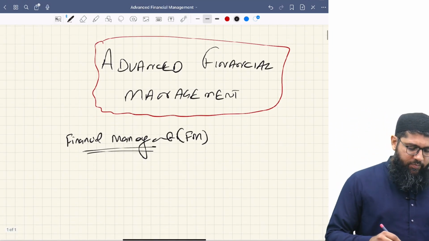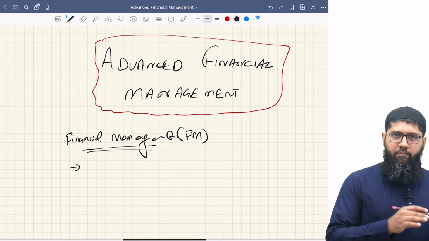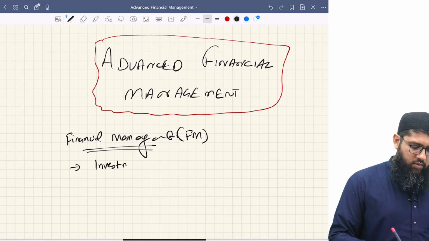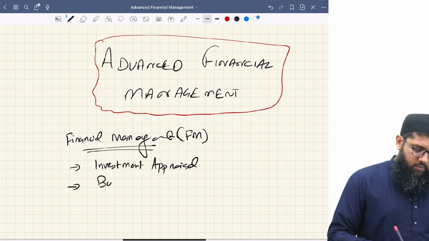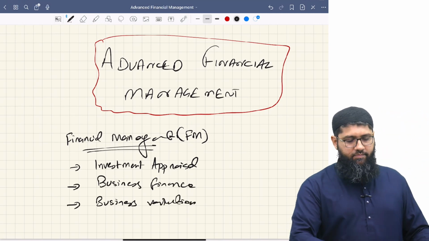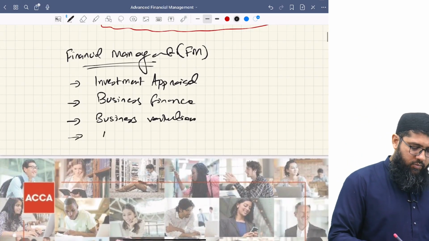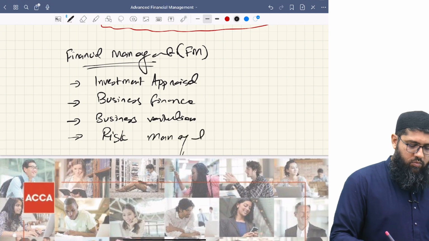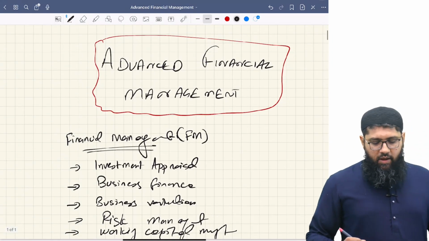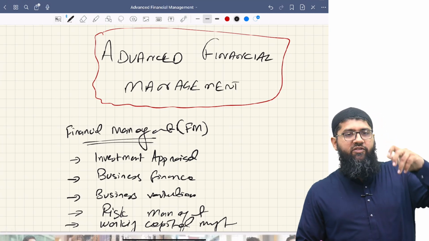First of all, let's try to understand that when you talk about financial management, there are some important areas at the financial management level. And what are those important areas? That is investment appraisal, business finance, business valuation, risk management, and working capital management. So these are the syllabus areas at the FM level that are generally the common areas and that constitute the major part of the syllabus.